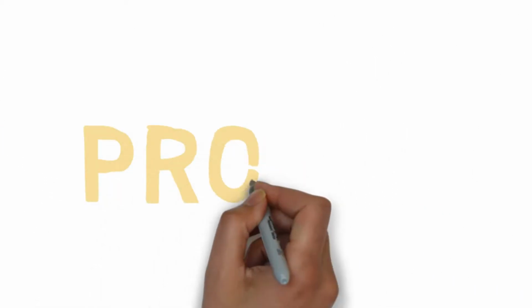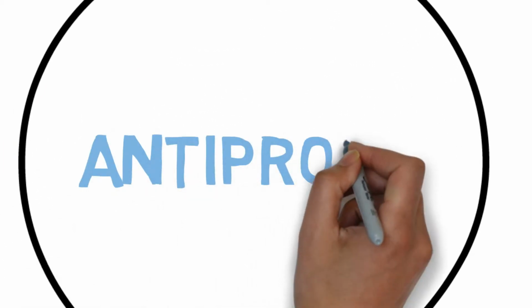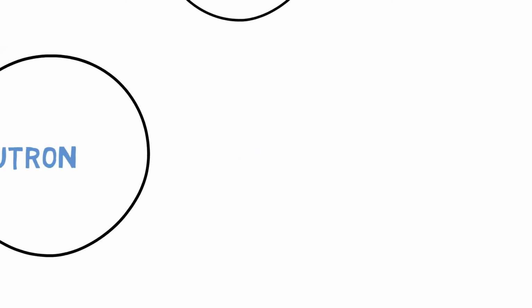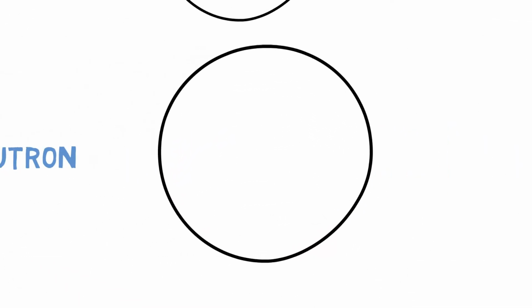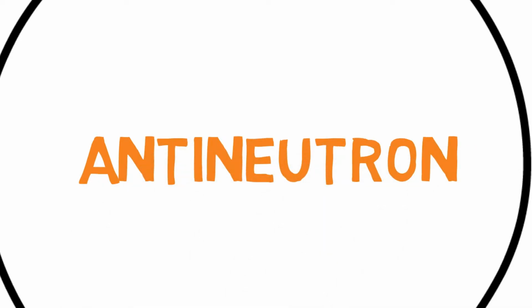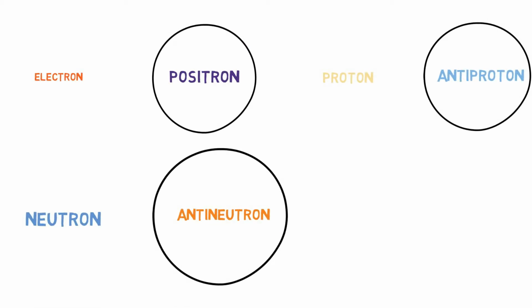The antiparticle of the proton is called an antiproton. It has the same mass as a proton but opposite charge. The antiparticle of the neutron is an antineutron. It has the same mass as a neutron and, like the neutron, has no electric charge. Antiparticles have been found in cosmic rays.